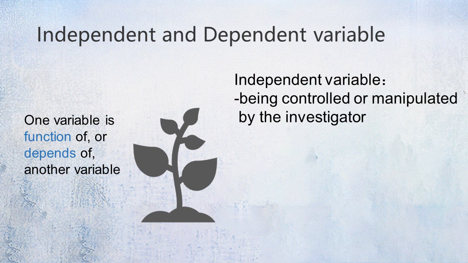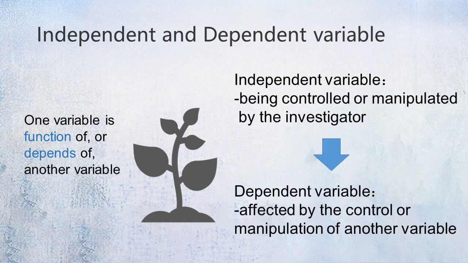Here, the variable being controlled or manipulated by investigator is called independent variable. The variable affected by the control or manipulation of another attribute is called dependent variable. During a research study, researchers monitor what effect different levels of one or more independent variable have on one or more dependent variables.